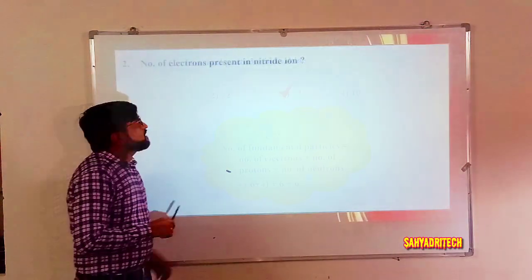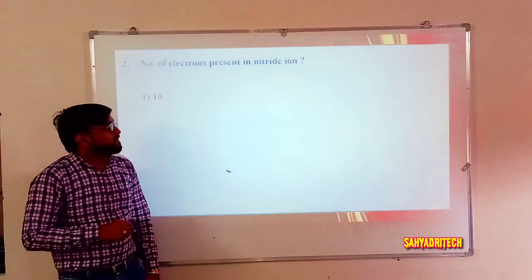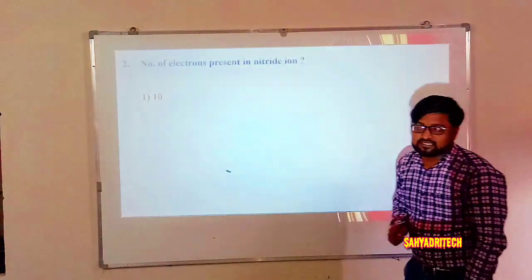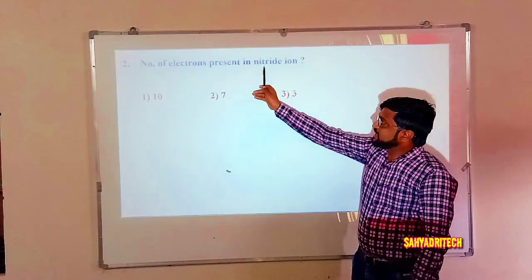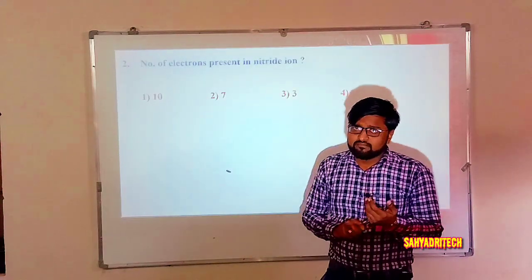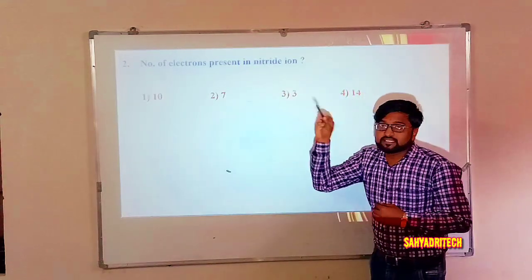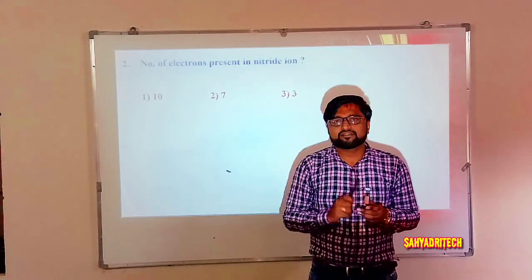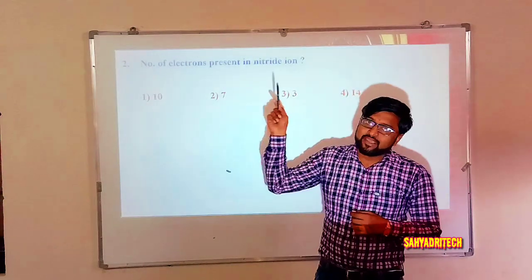Well, number of electrons present in nitride ion. Nitride means N3 minus, right? So first we look for the options. Nitride ion, N3 minus: atomic number 7, mass number 14 for nitrogen. N3 minus is going to carry -3 charge. Then how do we get number of electrons? Number of electrons is equal to atomic number minus charge of anion.